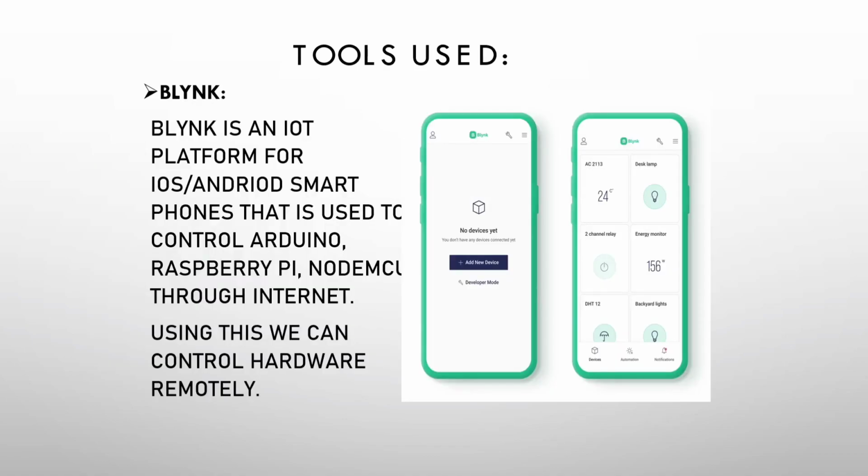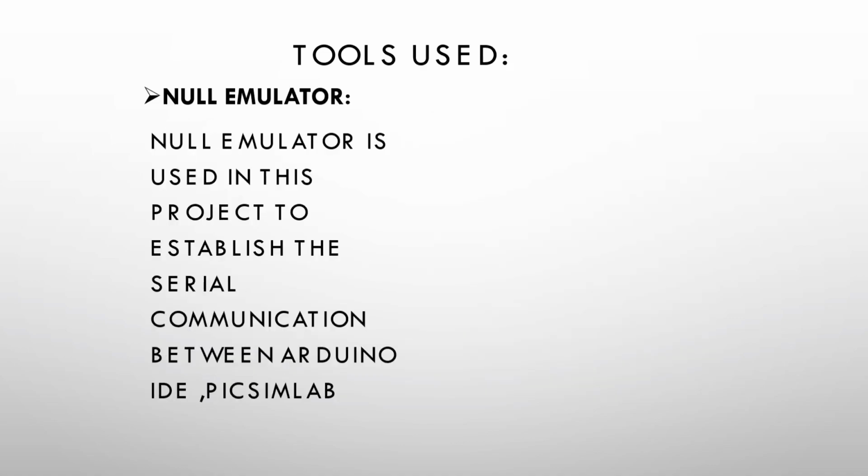The next tool we have used is the Blink IoT application. It is a platform for iOS and Android smartphones that is used to control Arduino, Raspberry Pi, and NodeMCU through the internet. Using this we can control hardware remotely wherever we are. Coming to the next one, the null emulator. It is used in this project to establish a serial communication between Arduino IDE and PiximLab.